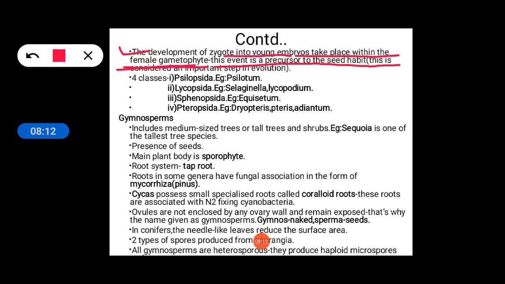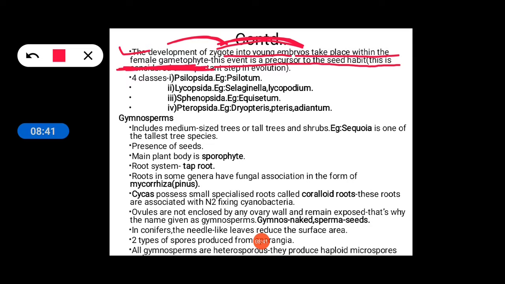That means up till pteridophytes, seed has not been formed in any class of the plant kingdom. But here is a development of zygote into young embryo. The zygote is developing into young embryos, right? And this development takes place within the female gametophyte.